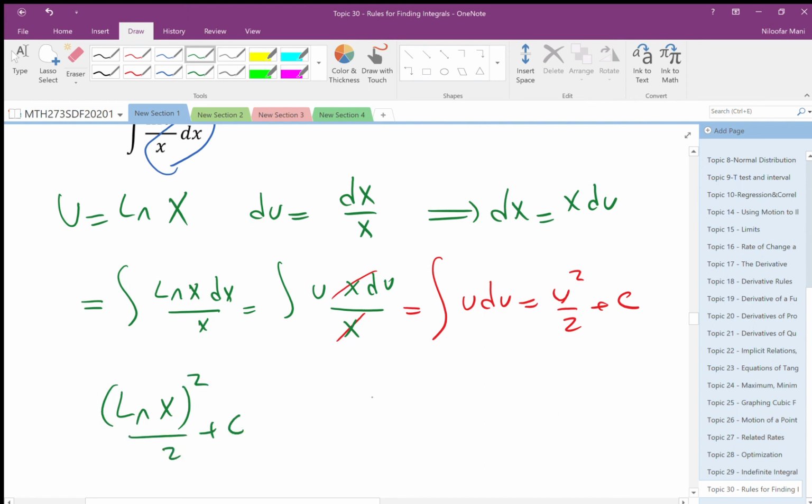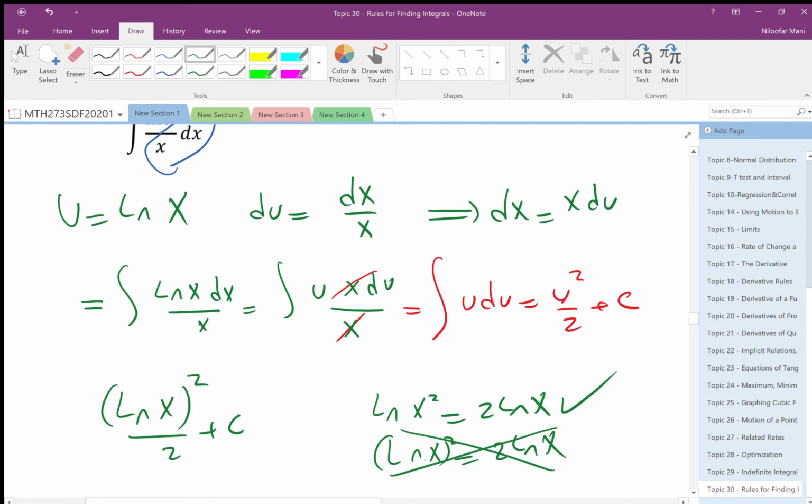Remember, this guy is 2 ln x, okay? But not this one. Because sometimes I see students when they do this, they write 2 ln x. No. Wrong. Correct. Here you have (ln x) squared, not ln of x squared. Everything is squared, okay? So these two are not the same. They are different. Okay?